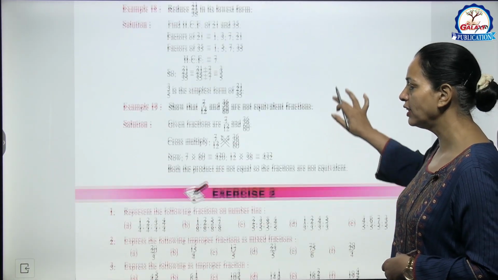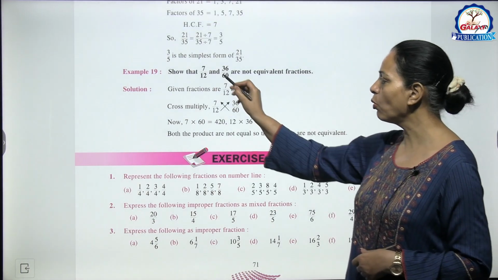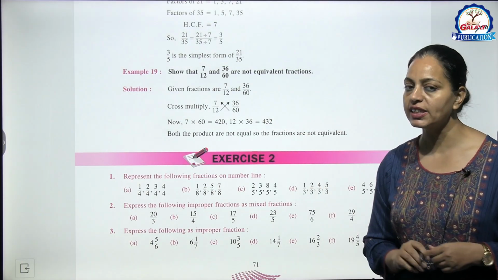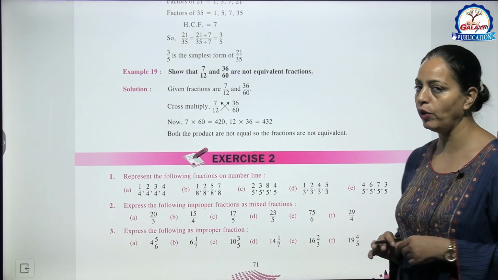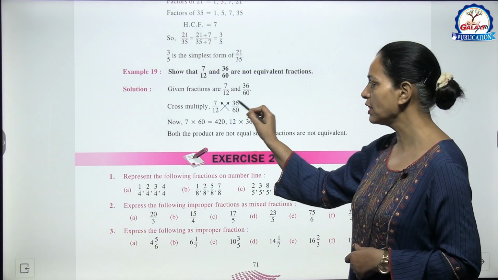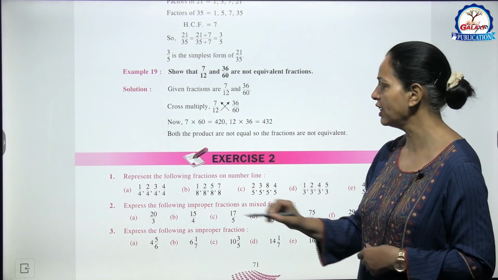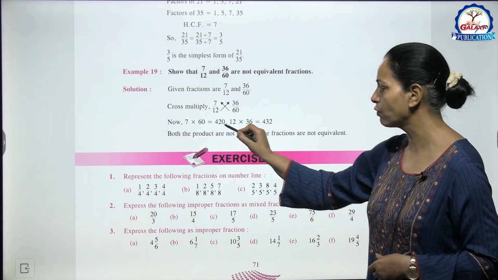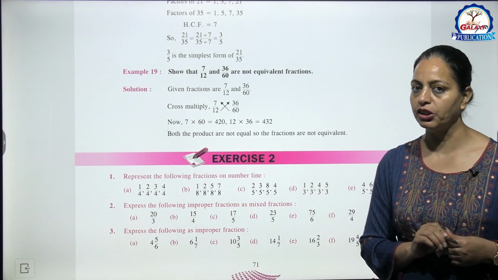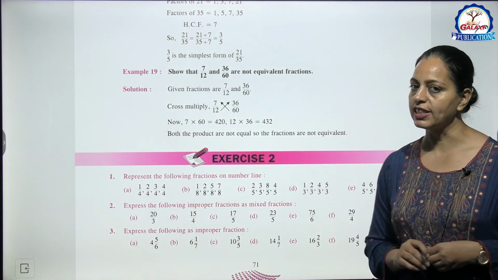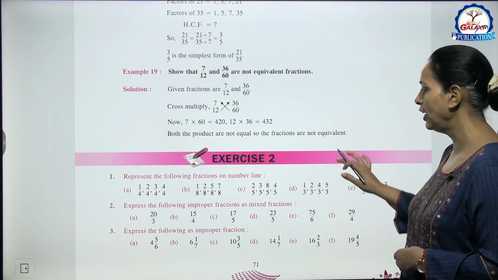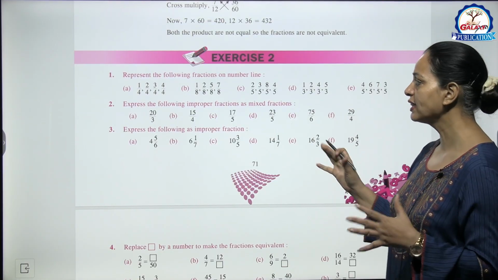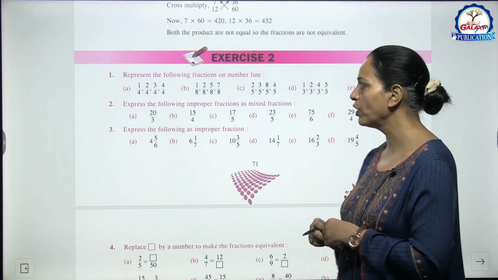Now example 19, show that 7 upon 12 and 36 upon 60 are not equivalent fractions. Cross multiply: 7 into 60, 12 into 36. Both are different, this is 420 and 432. So that's why these fractions are not equivalent. Now see exercise 2 based on this type of examples.